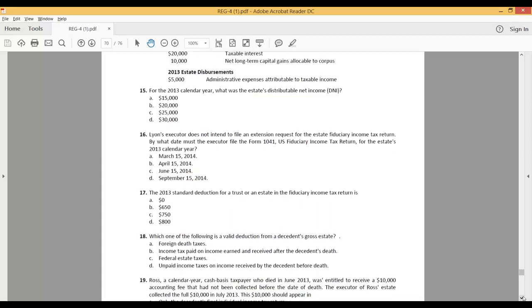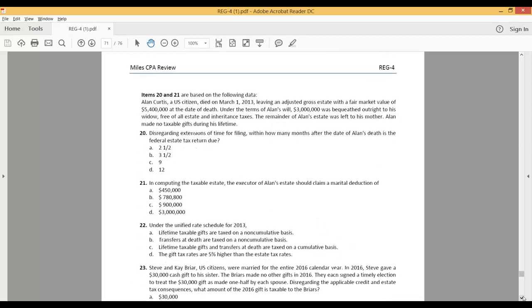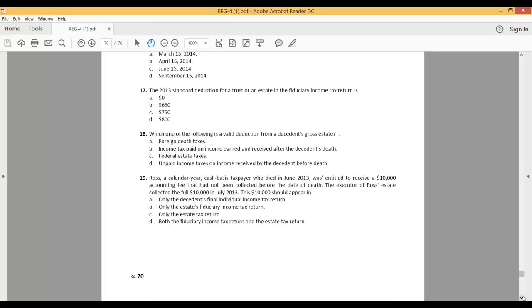And so let's look at 19. Ross, the calendar year cash basis taxpayer who died in June 2013, was entitled to receive a $10,000 accounting fee that had not been collected before the date of death. The executor of Ross's estate collected the full $10,000 in July 2013. This $10,000 should appear in: A, only the decedent's final individual income tax return; B, only the estate's fiduciary income tax return; C, only the estate's tax return; D, both the fiduciary income tax return and the estate tax return.